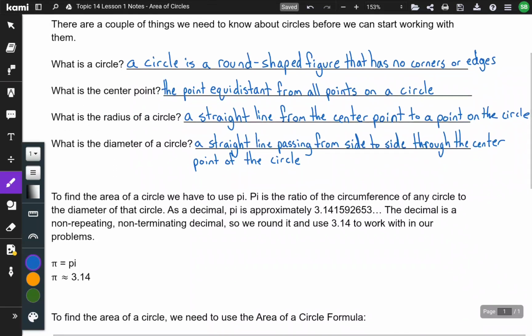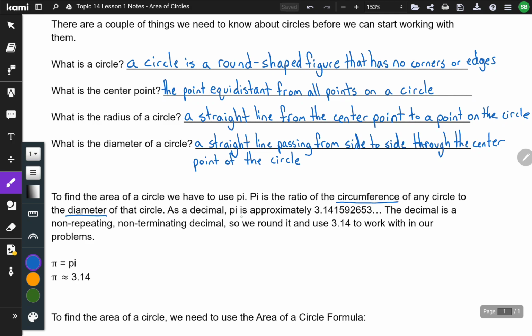All right, so to find the area of a circle, remember your area is the inside of it, okay? We have to use pi. I'm sure you've heard of pi. Some of you may know what pi is, but if not, we're going to talk about it. Pi is the ratio of the circumference of any circle to the diameter. So it's just the circumference to the diameter, okay? Circumference is a word that you will learn soon. Don't stress about it right now.